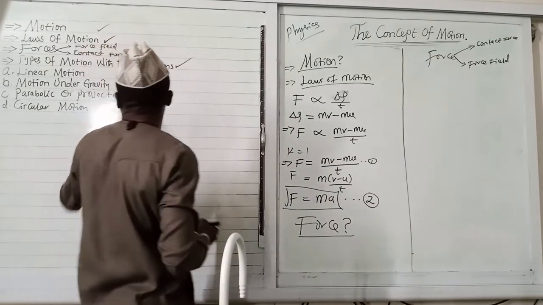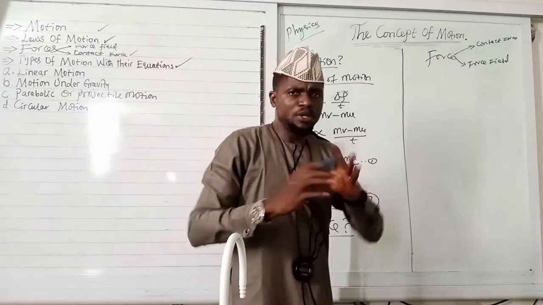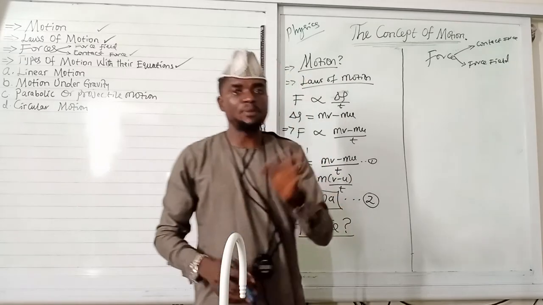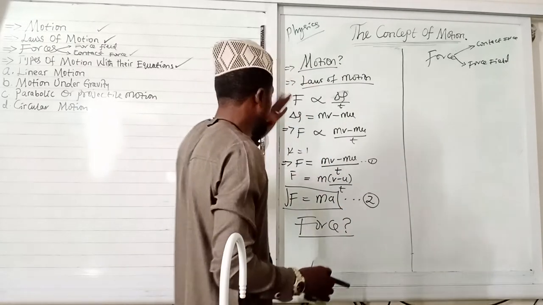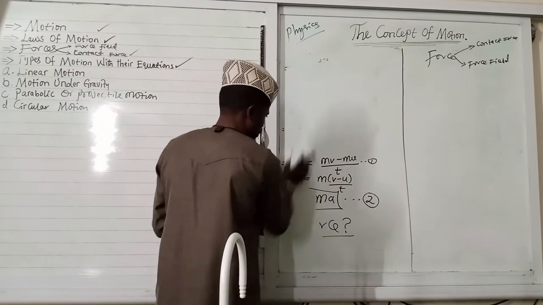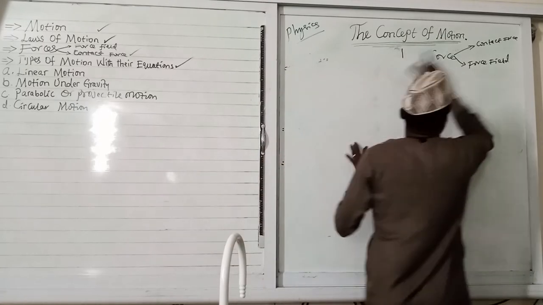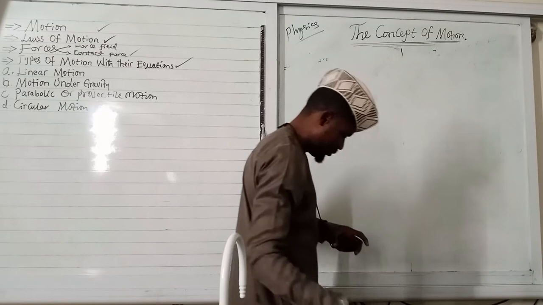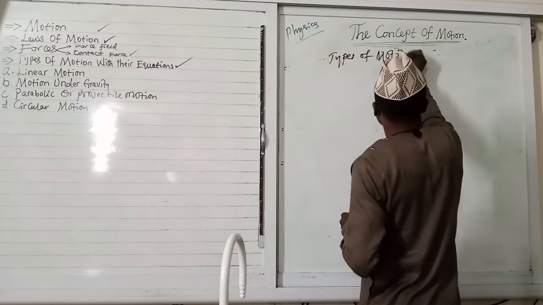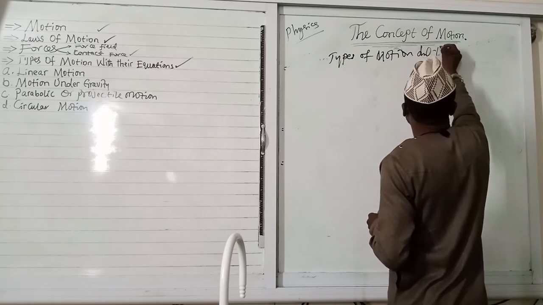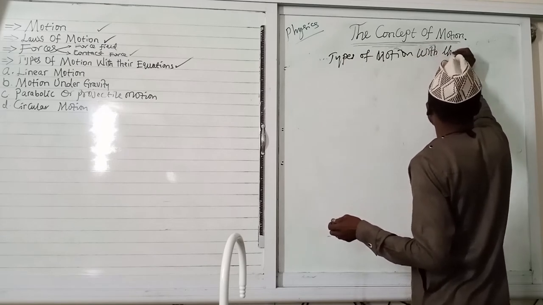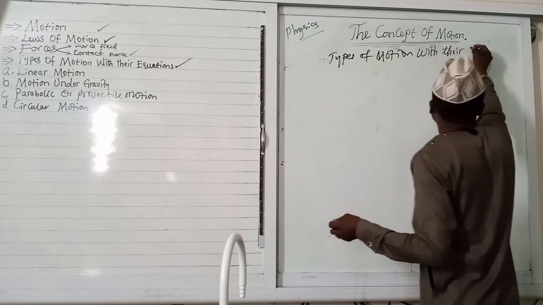We want to quickly look at types of motion with their equations. Because these forces cause objects to move, the objects don't move in one direction, they move in different directions. For this, we have the types of motion and their equations. So permit me to write this. Types of motion, their equations.